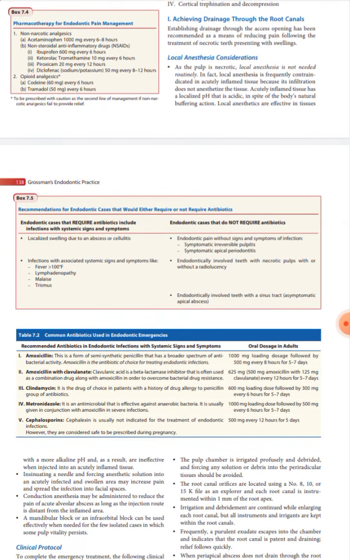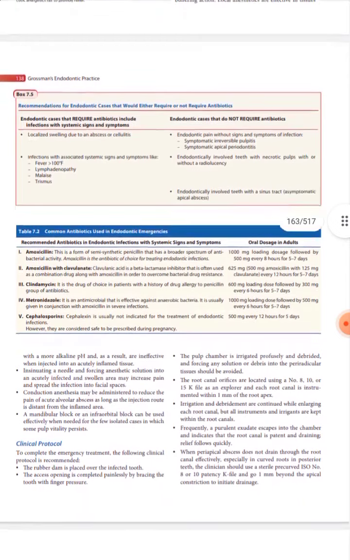Pulp is necrotic. Local anesthesia is not needed routinely. In fact, local anesthesia is frequently contraindicated in acutely inflamed tissue because its infiltration does not anesthetize the tissue. Acutely inflamed tissue has a localized pH that is acidic. In spite of the body's natural buffering action, local anesthetics are ineffective in such tissues.